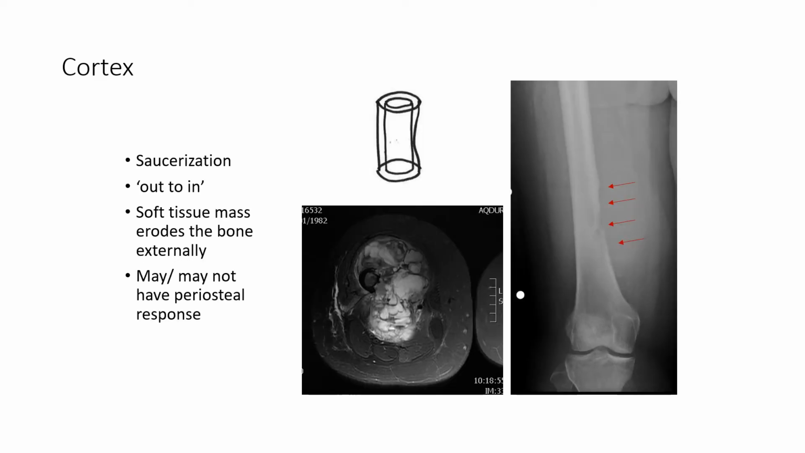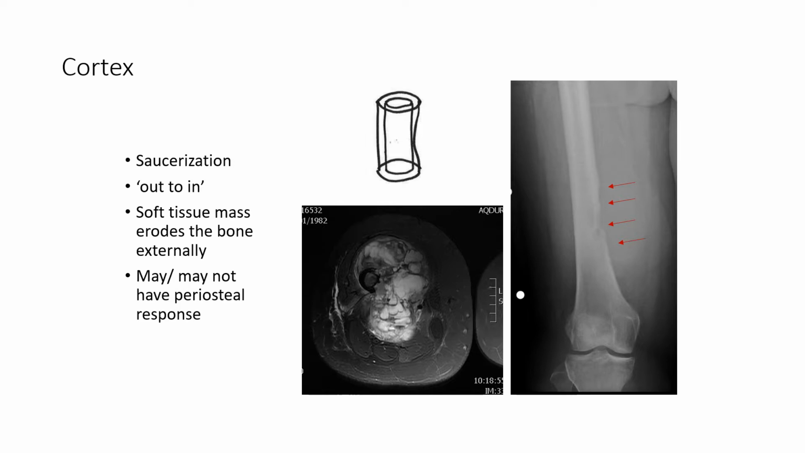There's saucerization, which can occur as out to in. So when a soft tissue mass pushes against the bone, eroding the bone, it creates a saucerization type process. To the far right, the red arrows on the X-ray are showing you how a soft tissue mass pushing against the bone creates scalloping on the outer surface of the cortex as opposed to destruction from centrally to externally.